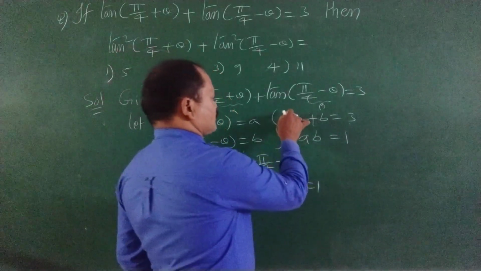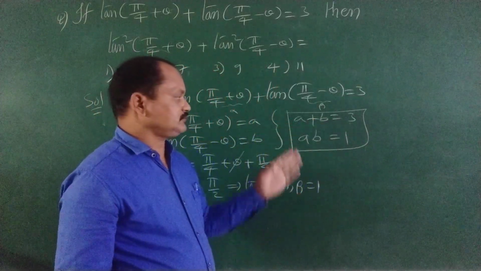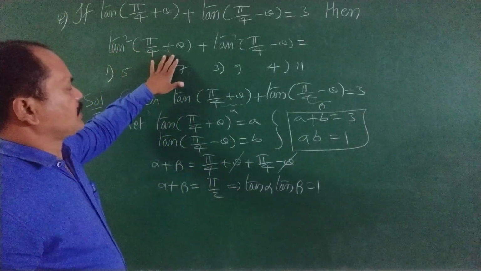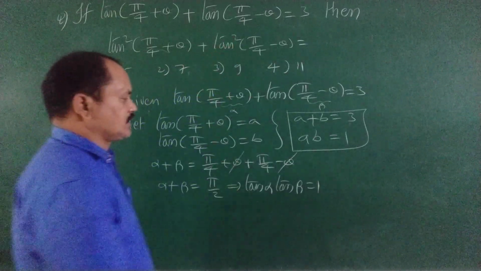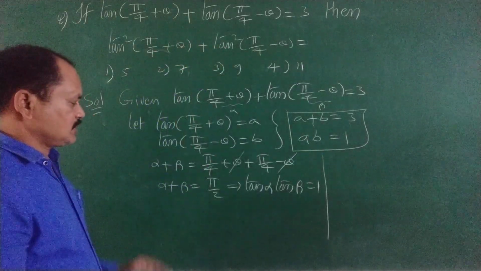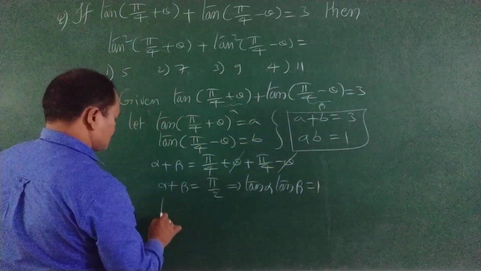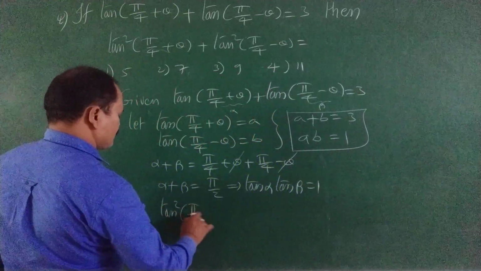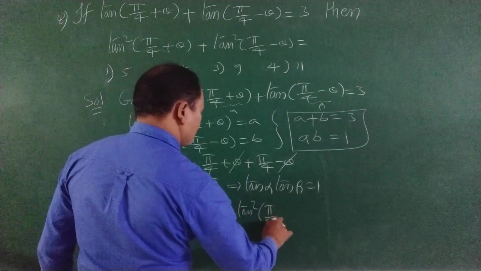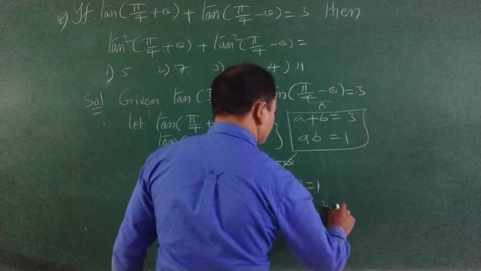That's all. So from the given conditions, we get a plus b is 3 and ab is 1. What is required? tan square(pi/4 + theta) plus tan square(pi/4 - theta). That means what we require here is a square plus b square. So required here is tan square(pi/4 + theta) plus tan square(pi/4 - theta), which is nothing but a square plus b square.